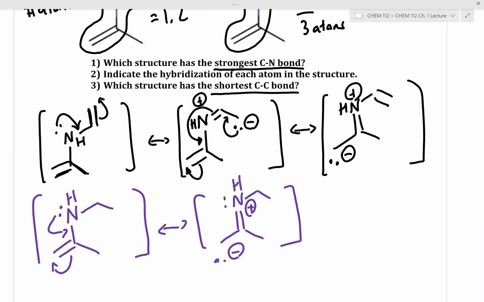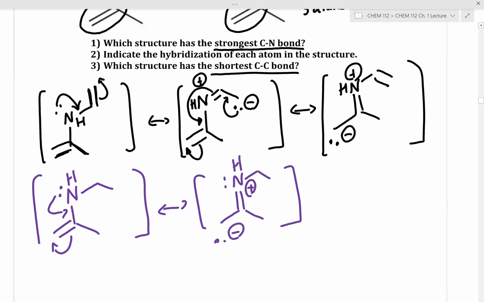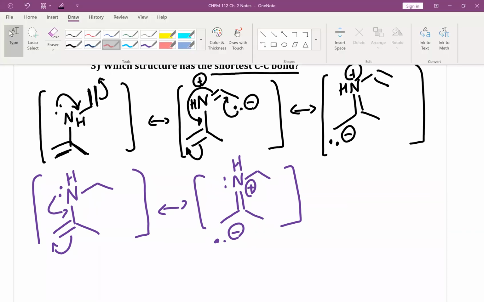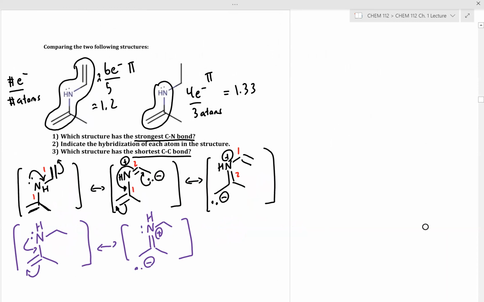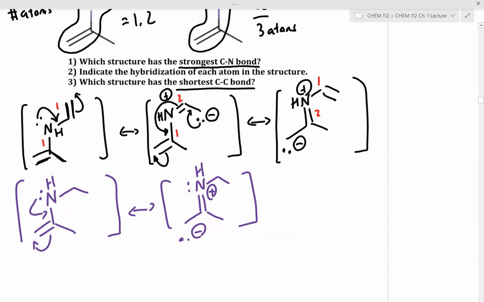Now, what I want us to do is in red, I'm just going to make a note of my carbon-nitrogen bond order in each of these structures, okay? So first, I see 1 and 1. Next, I see 1 and 2. And in the third structure, I see 2 and 1. So if I average out my carbon-nitrogen bond order, let's just look at one set of numbers for one carbon-nitrogen bond.